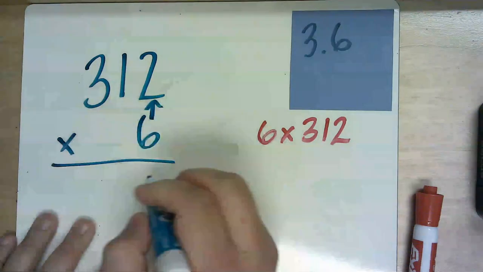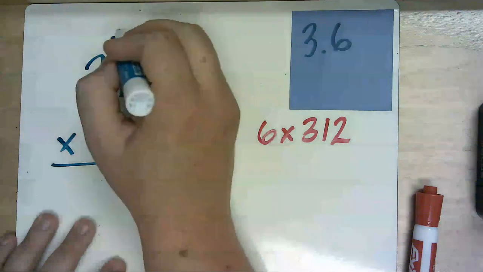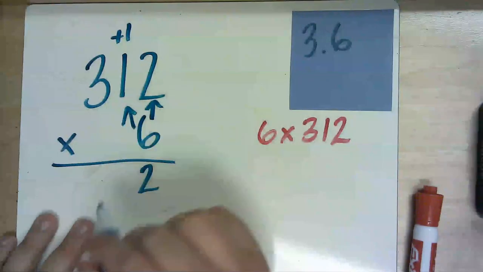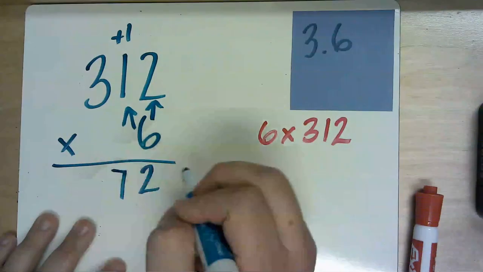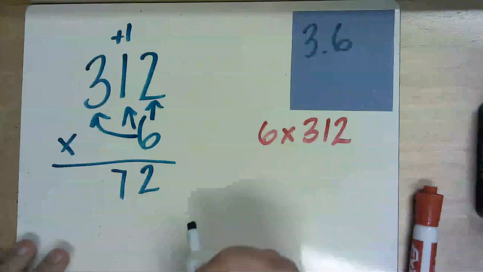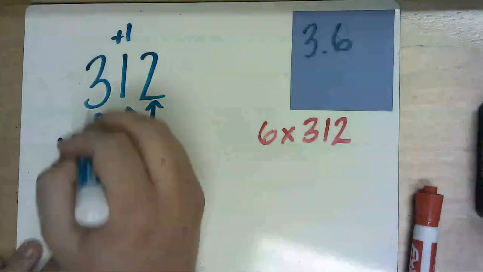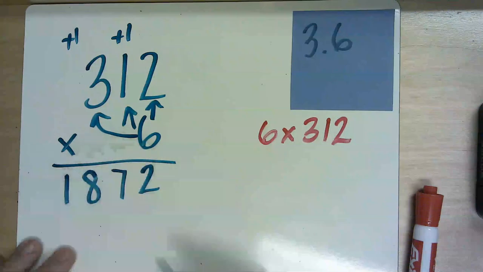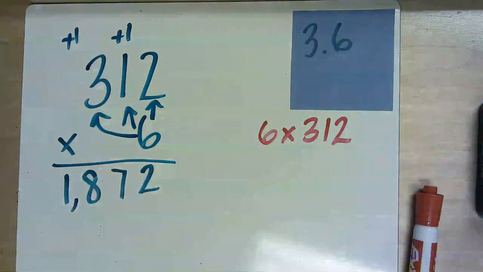6 times 2 is 12, plus 1. All right. 6 times 1 is 6, plus 1 more is 7. And then my last one is 6 times 3 is 18. My 8 goes here, plus 1 in a new place value, which means it can come down. So my final answer should be 1,872.